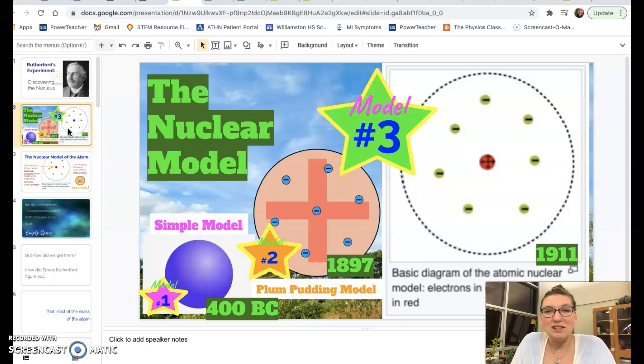So Rutherford decided to test this, and we're going to get into how and why, but what he came up with is the nuclear model, which is that the nucleus of the atom is a super small, dense, positively charged part of the atom, and all around it is empty space with electrons floating around. We don't really know exactly what those electrons are doing yet, but that's what the nuclear atom says, okay?